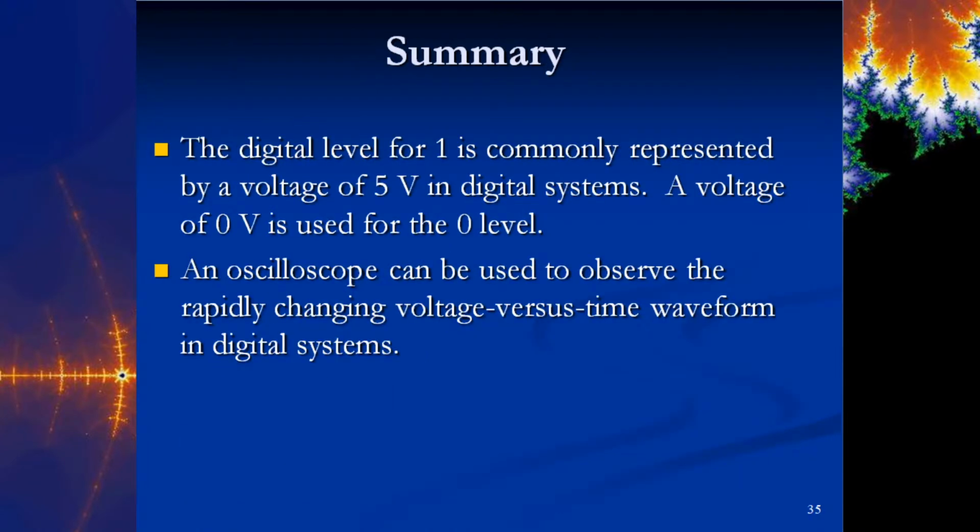Okay. So, in summary, the digital level for 1 is commonly represented by 5 volts, and the digital representation for 0 is 0 volts. An oscilloscope can measure what I call the time analysis. So we're looking at time on the x-axis, and we have amplitude or voltage on the y.